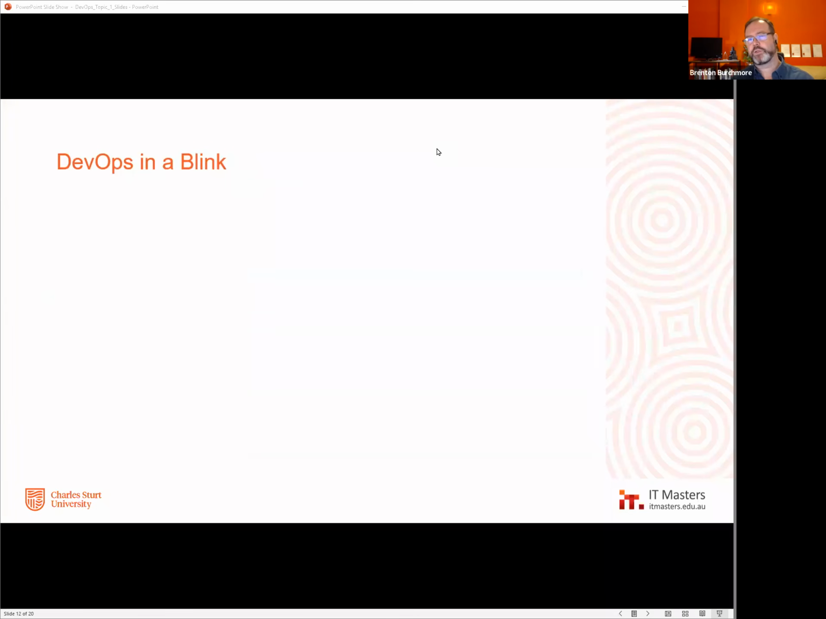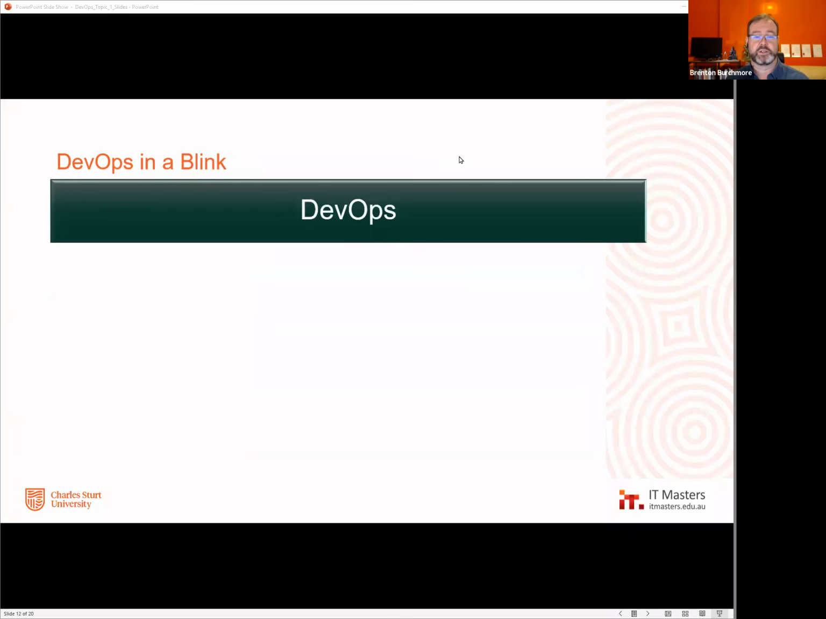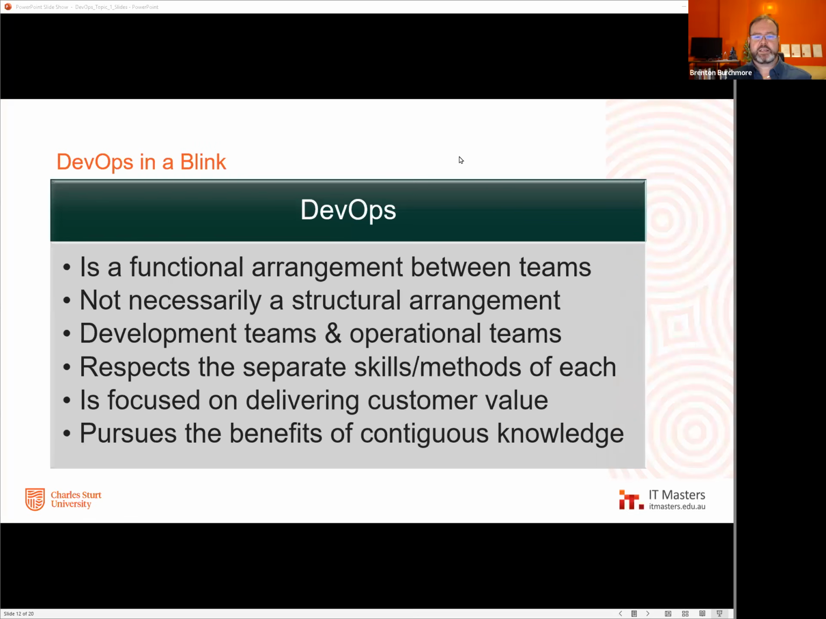Let's try and throw a summary up there about what are some of the key understandings of DevOps and what it's trying to do. It's a functional arrangement or agreement or dynamic between teams and between people. It's all about how they function together. It's not about where they sit. It's not about what's on their business card or their email signature. It's not about their title.